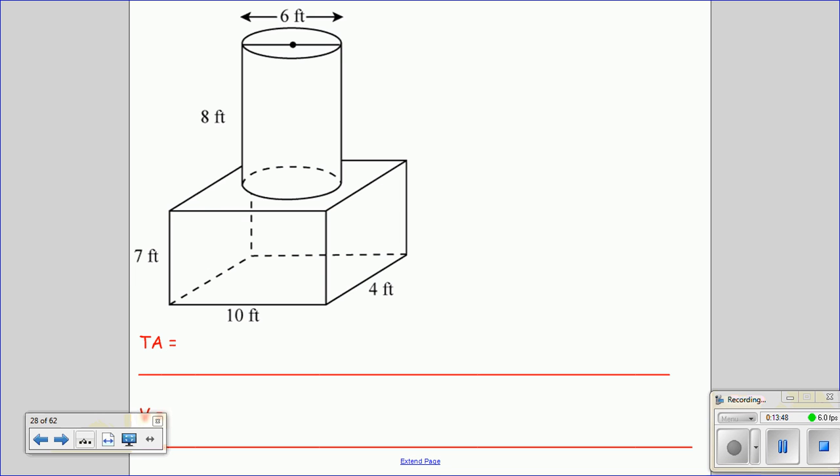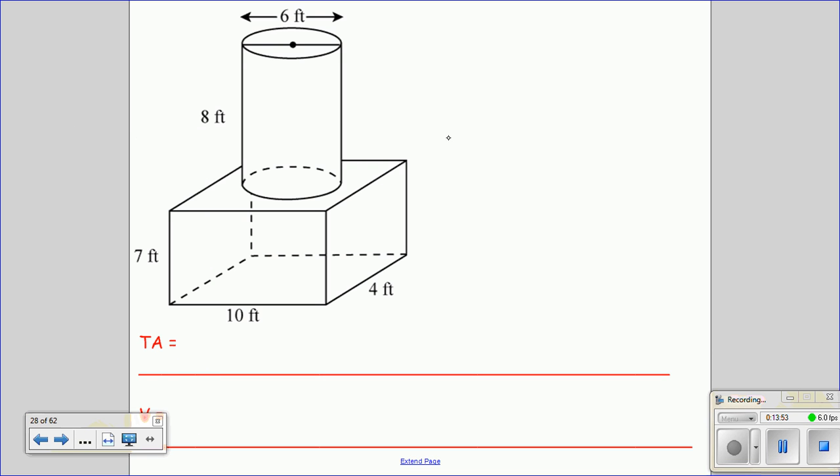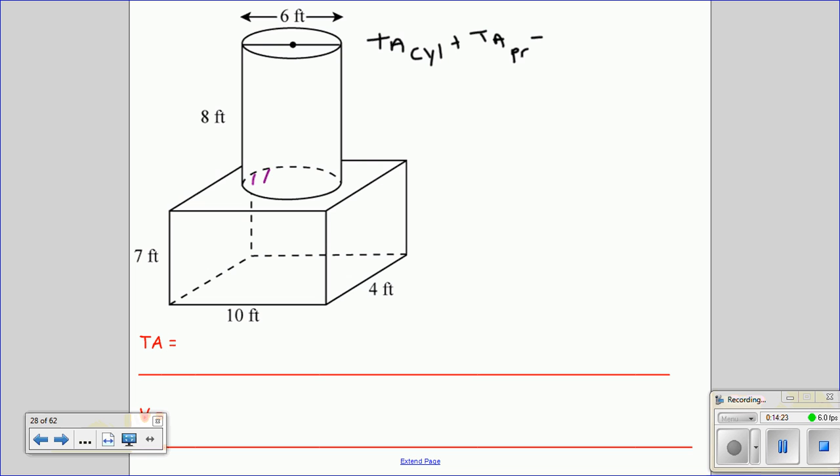To find the total area, I would need to find the total area of my cylinder plus the total area of my prism. Subtract the area that they share. The area that they share is this circular region right here.